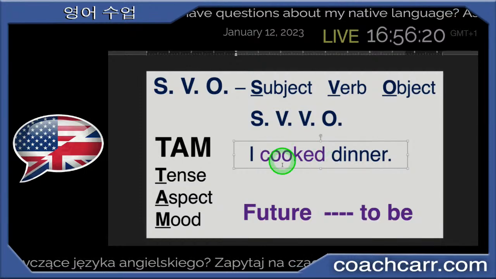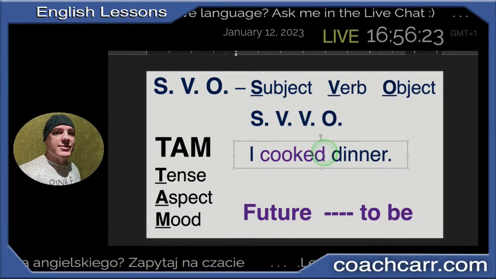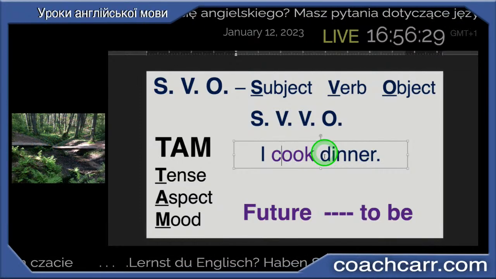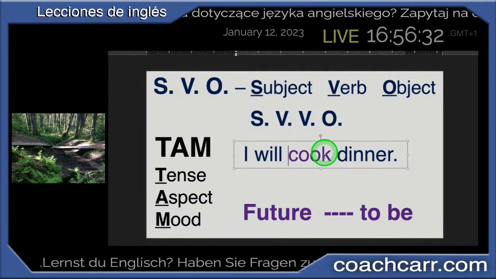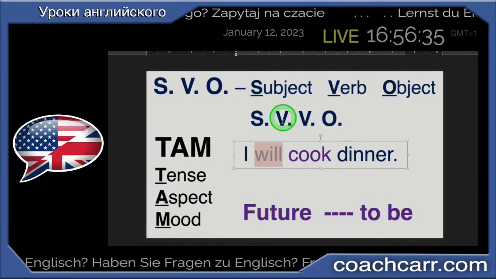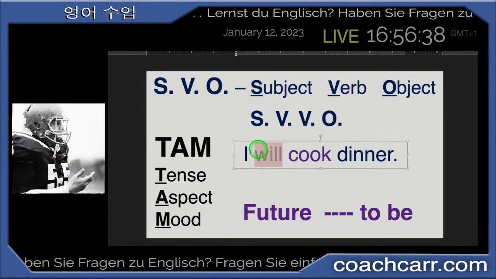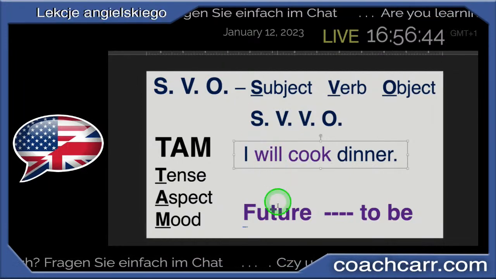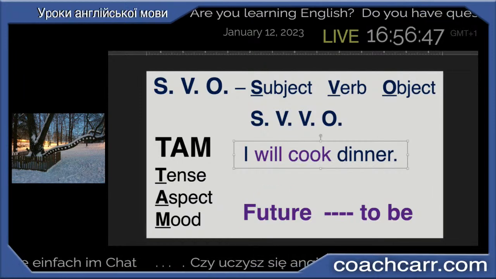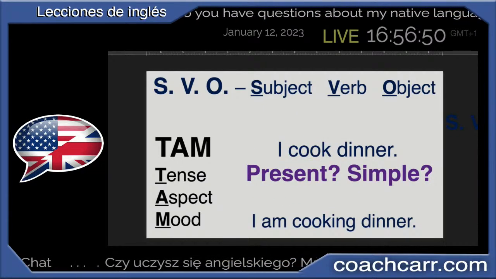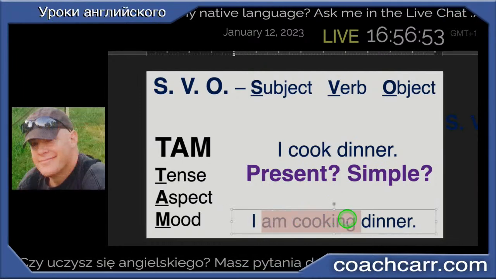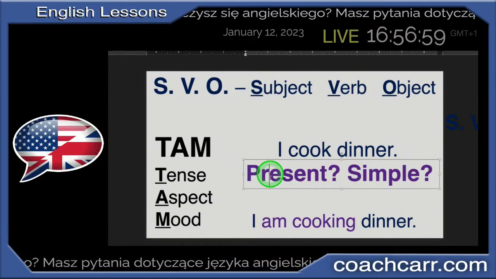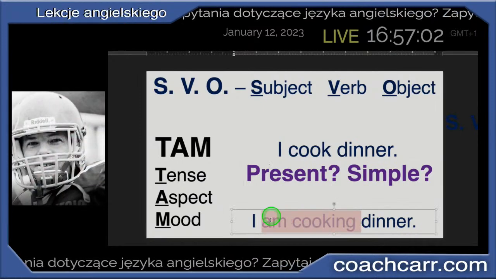And if we want the idea of a meal getting made in the future, we need another verb. We need SVVO. It's the only way to talk about the future. The only way. And it's really the only way to talk about right now. I am cooking dinner. That means now. If present means now, then this is present. This is really the present tense.